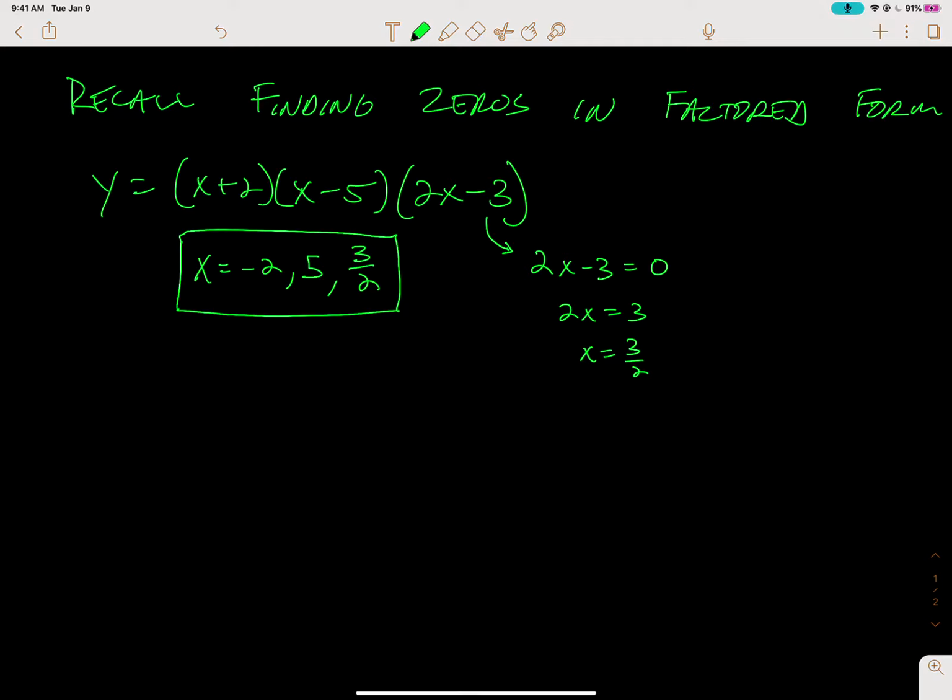Remember, they're called zeros because they are the x's that, when I plug them in, make y equal 0. Another way to write them is as points, which stresses that they're also x-intercepts. Like I could write (negative 2, 0), (5, 0), and (3/2, 0). I like this because it reminds us that these are the x's that produce a 0 for y.